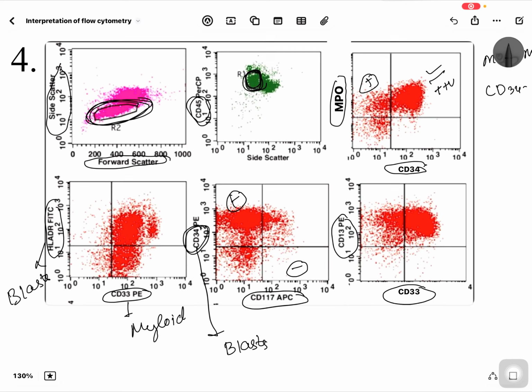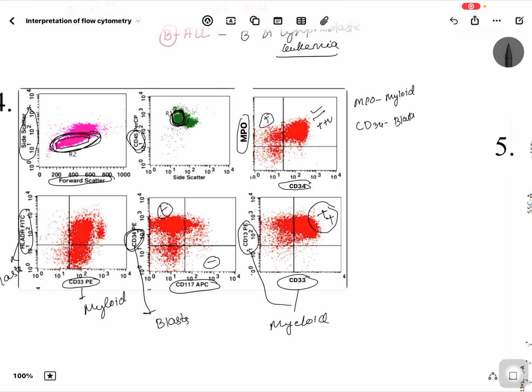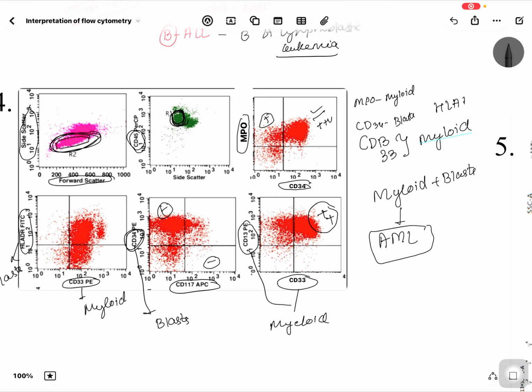Okay, then CD33 and CD13. So this is the marker of myeloid series and both of them are positive here. So what all is positive here? CD34 is positive, then CD13, then CD33 is positive, then HLA-DR is also positive. So CD13 is again myeloid. So two populations, that is myeloid with blast. So it tells you it is AML, acute myeloid leukemia.